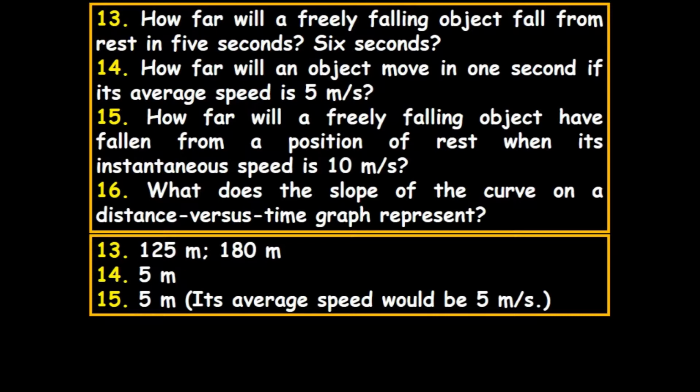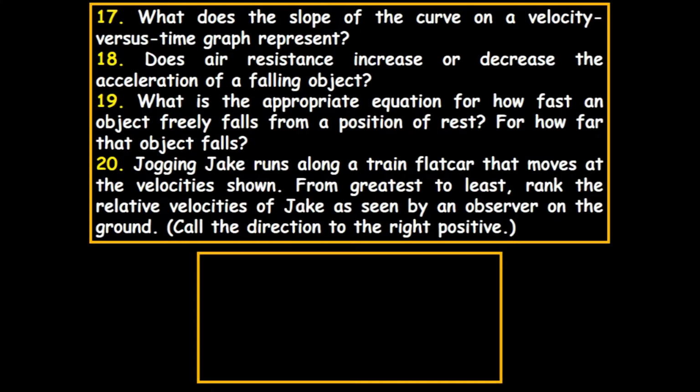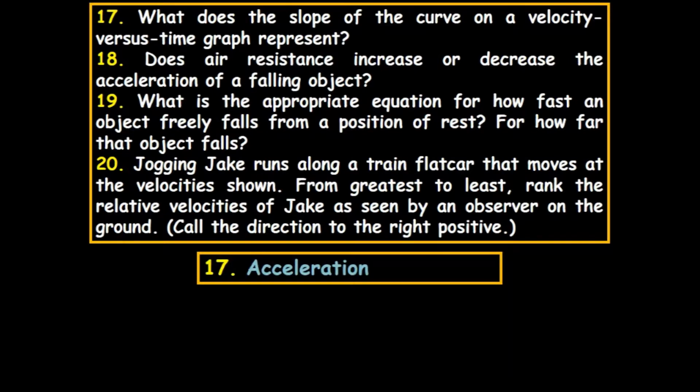Next, what does the slope of the curve on a distance versus time graph represent? Well, it's the slope. Distance over time is the slope. Distance divided by time is speed, or velocity if you consider the direction. What does the slope of the curve of a velocity versus time graph represent? Well, change of velocity over change of time is acceleration.